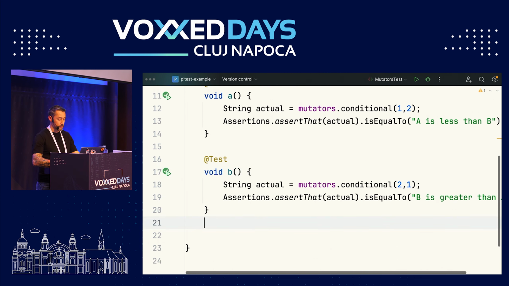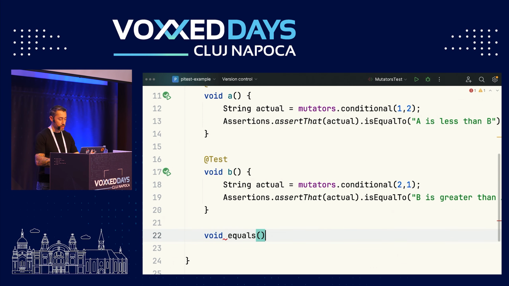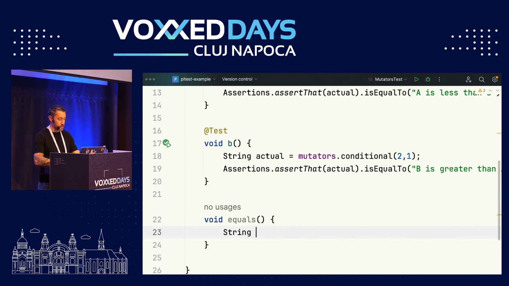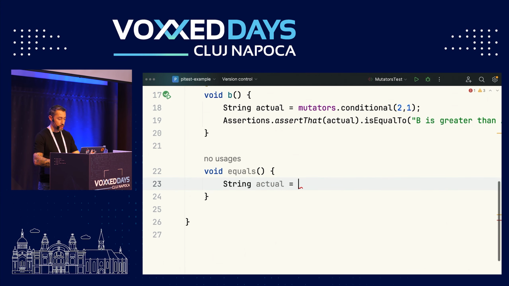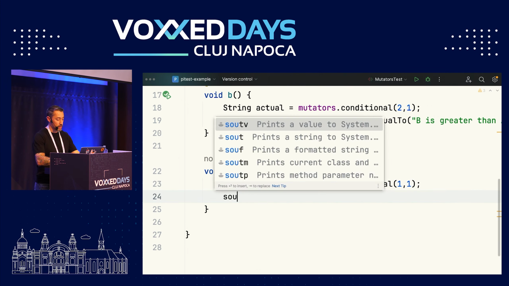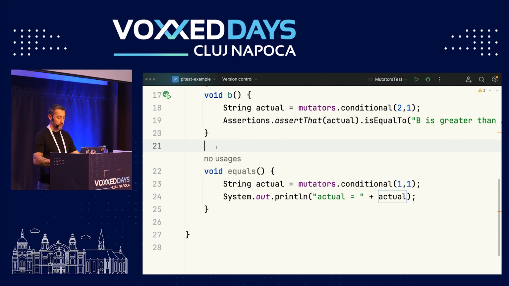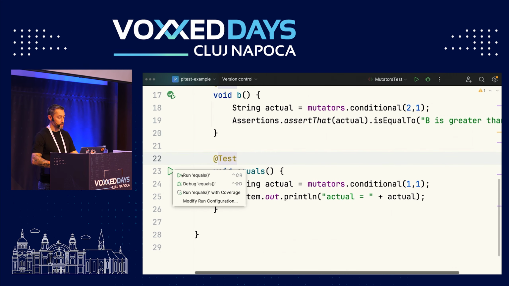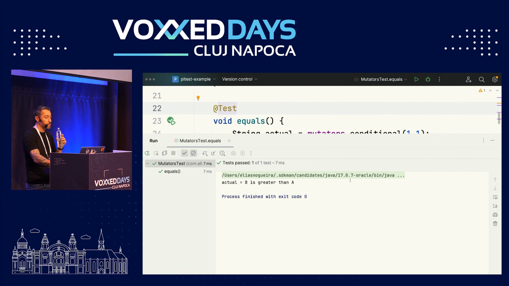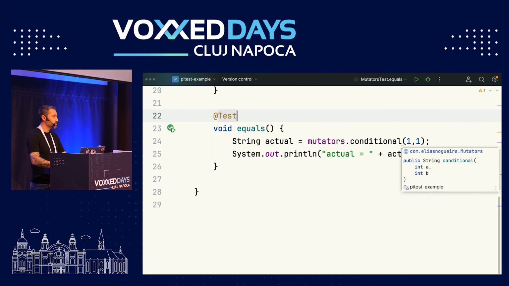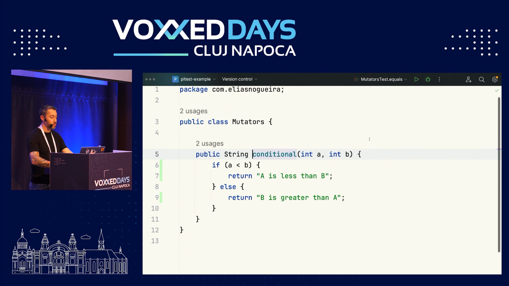So what I will create, void equals, string actual, it's equal to mutators dot conditional 1 and 1. Cool? Let's just try to print out this, okay? It's not a test anymore, yeah, still, but run. B is greater than A. Is it correct? No, it's equals. So I can see some faults I'm doing even during code. Again, it's a silly example, but you can see that actually I'm missing an actual thing in my code, right?